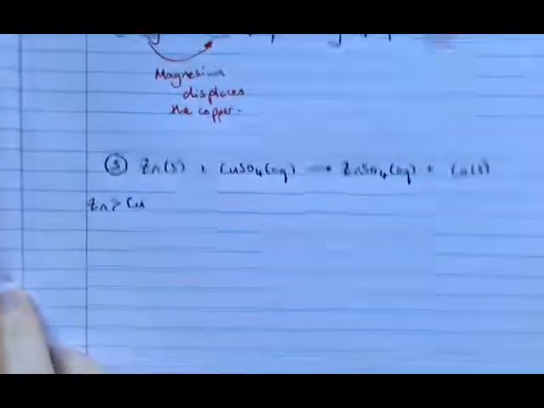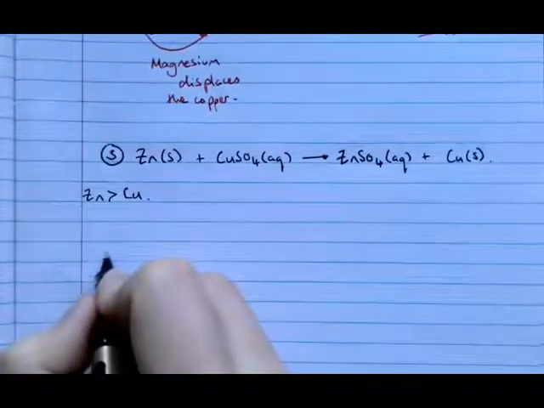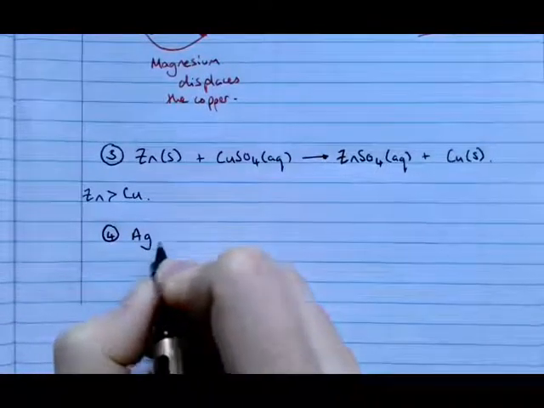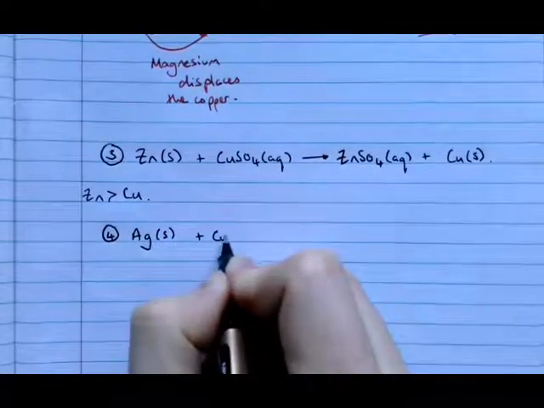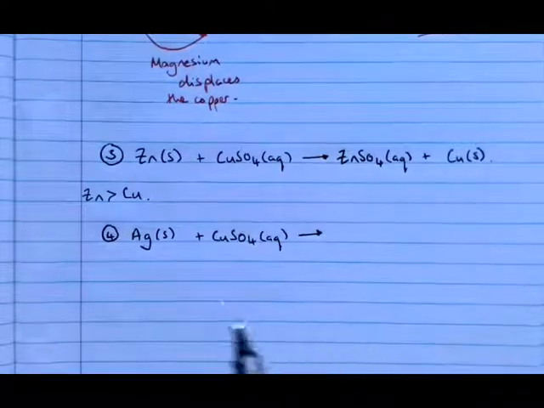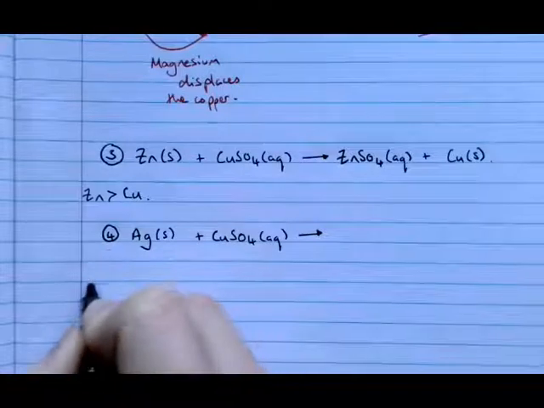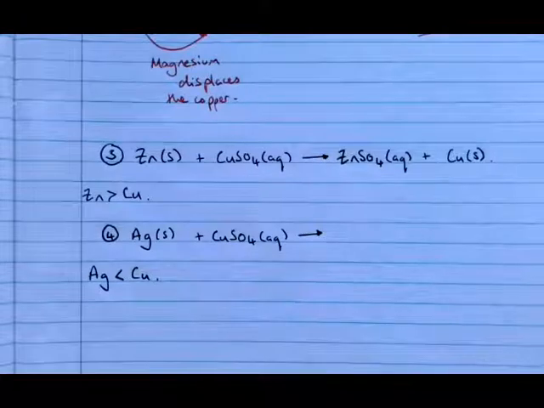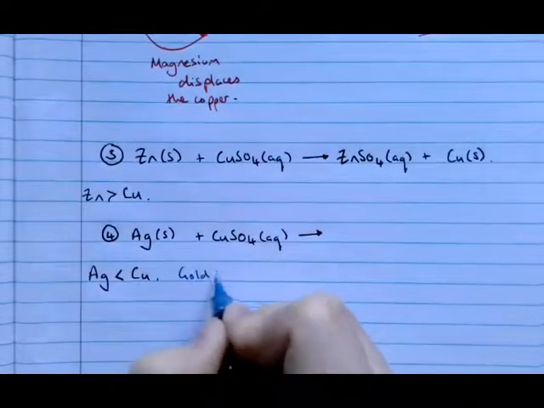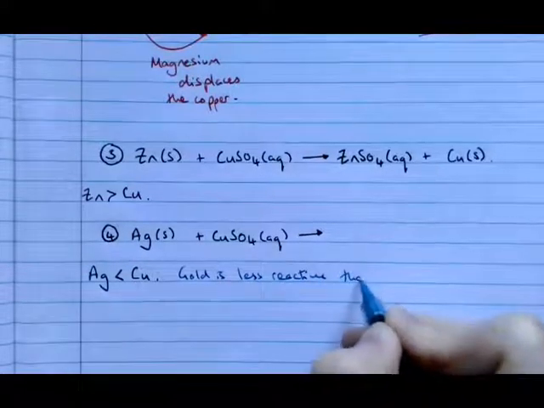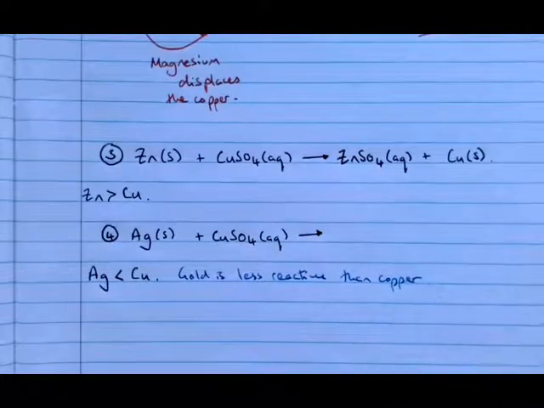Okay, let's do one more. So this one is gold plus my copper sulfate solution. And I'm going to tell you that gold is less reactive than copper. So what would be the result of that reaction? Pause it and have a think about it now.